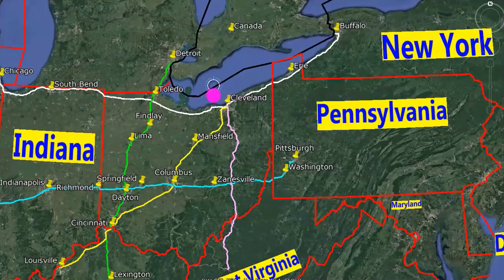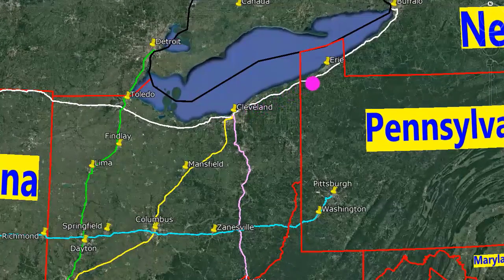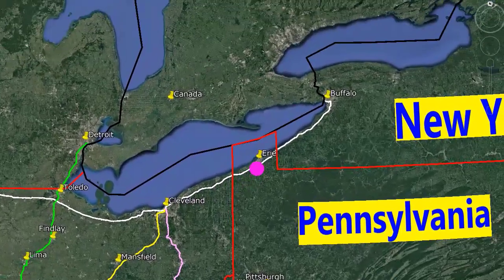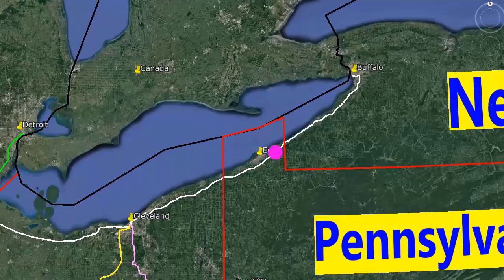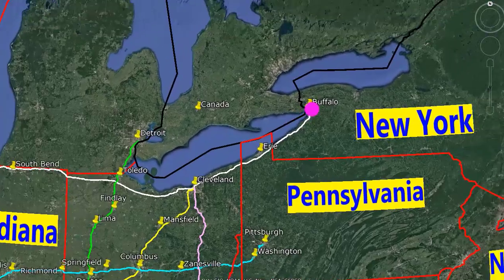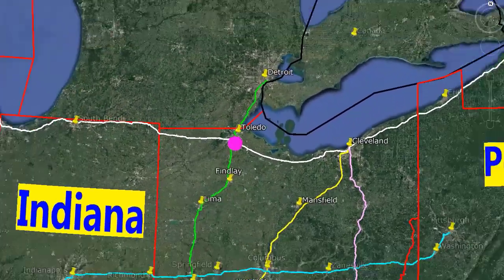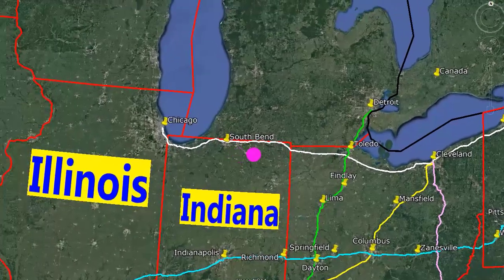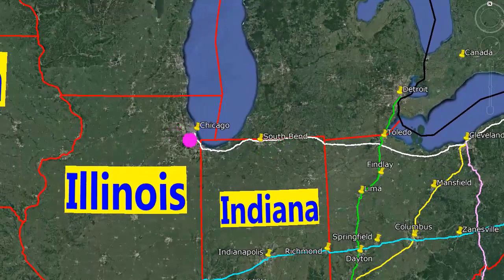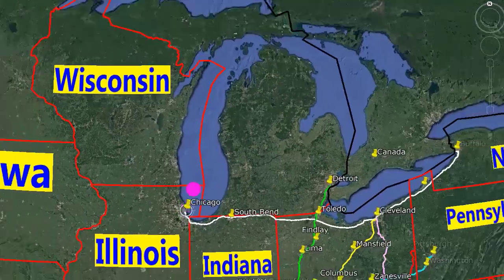From Cleveland, take Interstate 90 northeast, along Lake Erie to go to Erie City in Pennsylvania. Then Buffalo City in New York State at the eastern end of Lake Erie. Or travel west to Toledo. Then South Bend City in northern Indiana. Then to Chicago in Illinois near the south end of Lake Michigan.